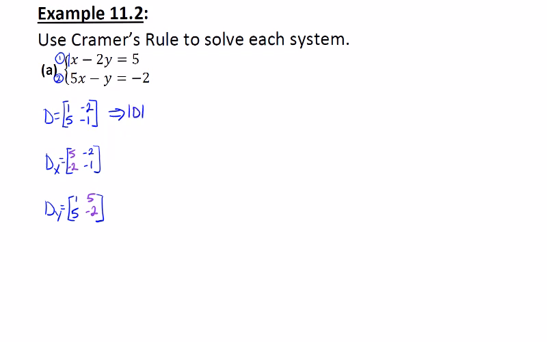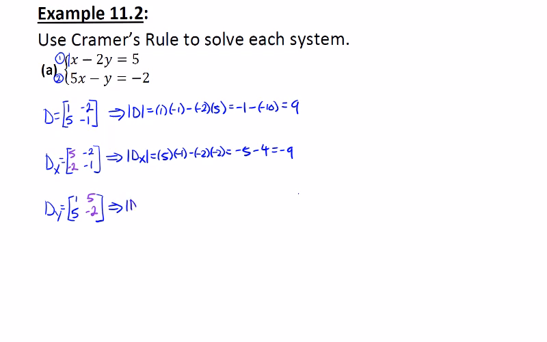Determinant calculation will start with D. That'll be 1 times negative 1 minus negative 2 times 5. That's negative 1 minus negative 10, which gives me the real number 9, which is not 0. So that means that we're in the clear on that. Let's proceed. Let's find the determinant that goes with Dx. That'll be 5 times negative 1 minus negative 2 times negative 2. So that's going to be negative 5 minus 4, giving me the real number negative 9.